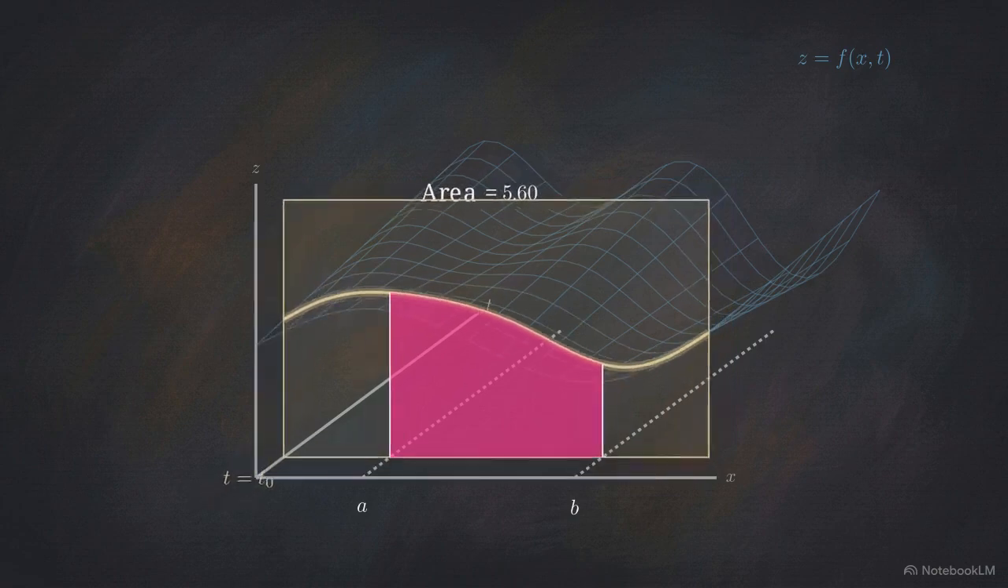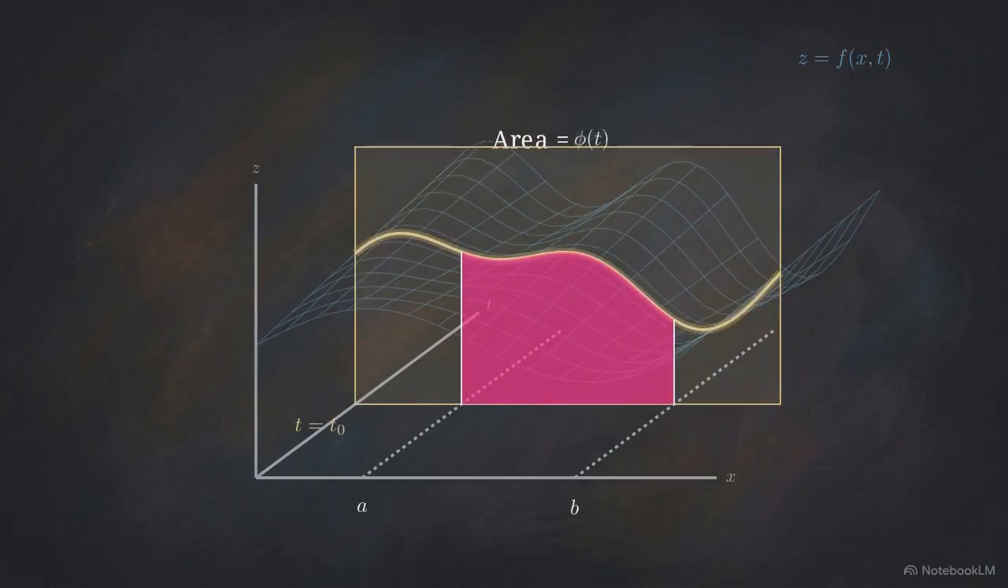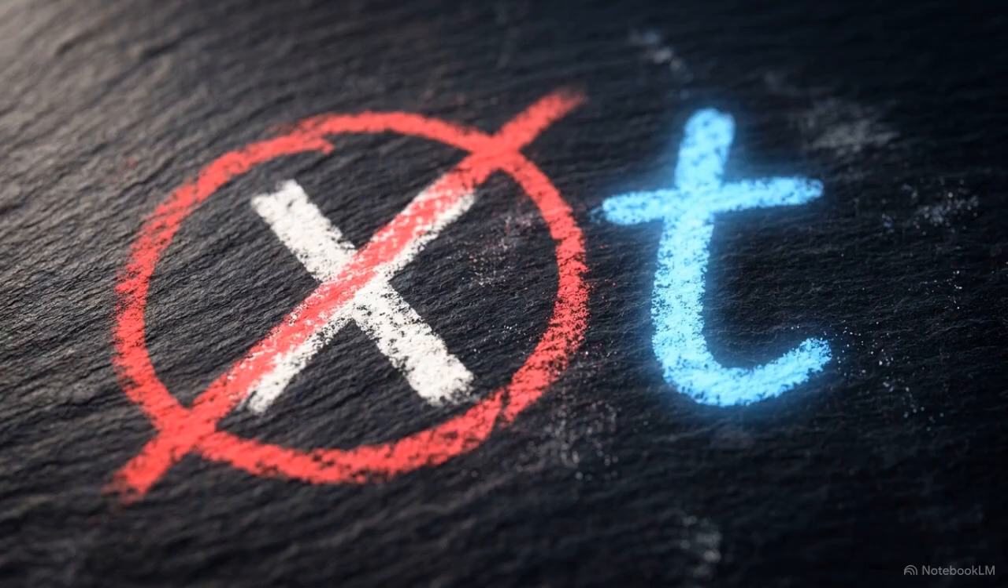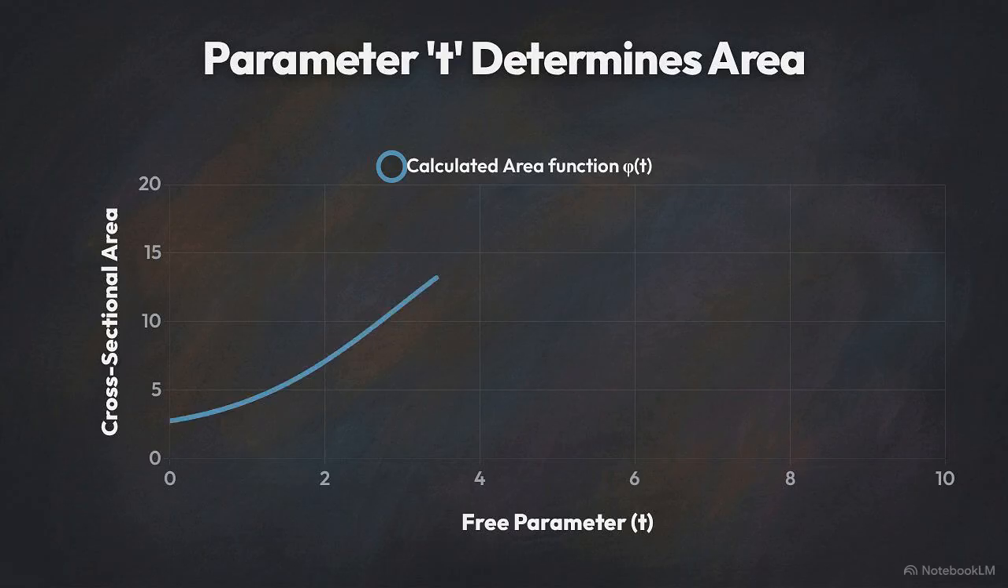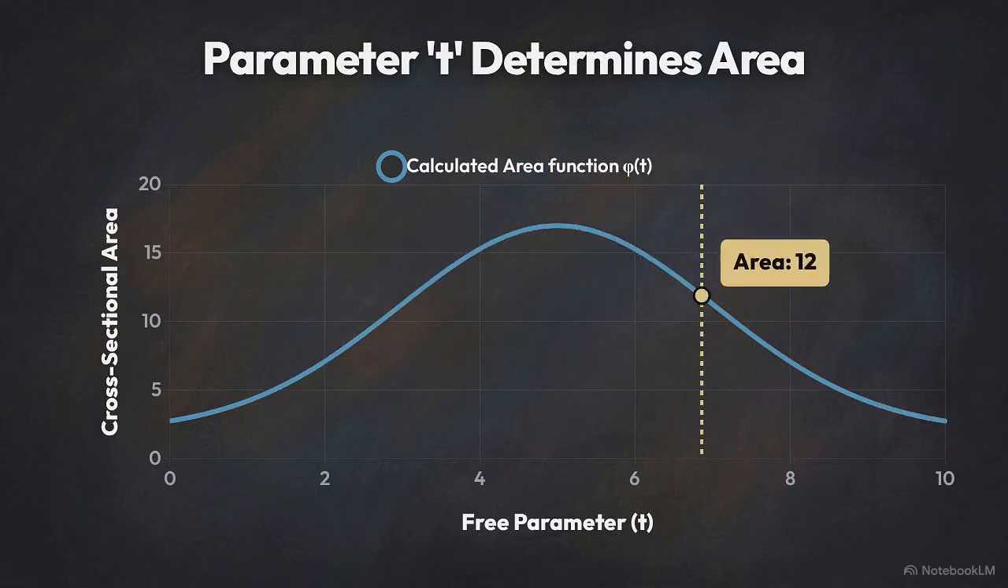If we do this for every possible slice along the t-axis, we create an entirely new function, which we'll call phi of t. The spatial variable x is consumed in the calculation. It acts as a dummy variable. The total area of any given slice is dictated entirely by where we place our free parameter, t.